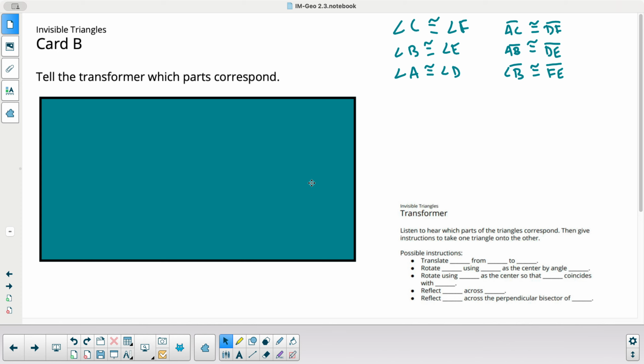All right, here's another one. So kind of the same thing. Get one of these points to line up, rotate to get a side to line up, and then reflect to get the whole figure to line up.